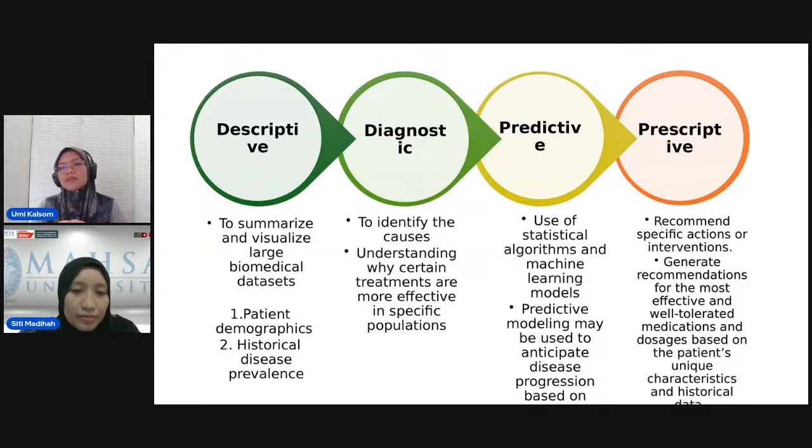And then as we move forward, we have predictive analytics. It starts to have more advanced analytics, which involves statistical algorithms and also machine learning models. For example, predictive modeling can be used to anticipate disease progression.